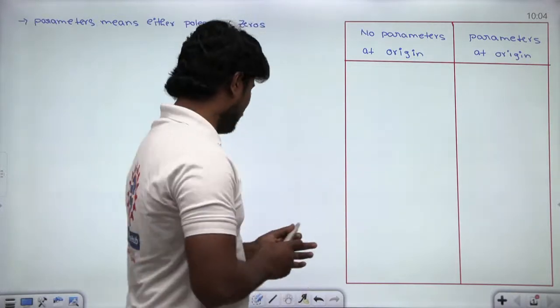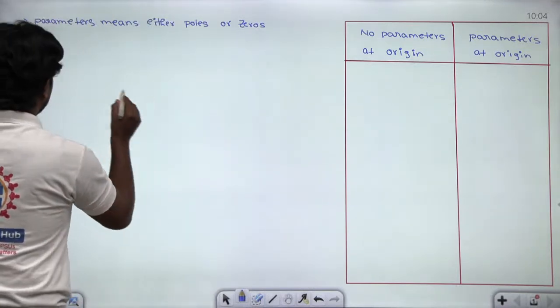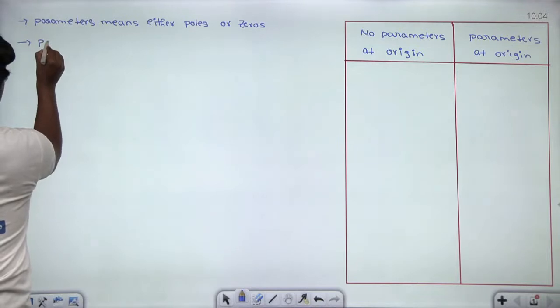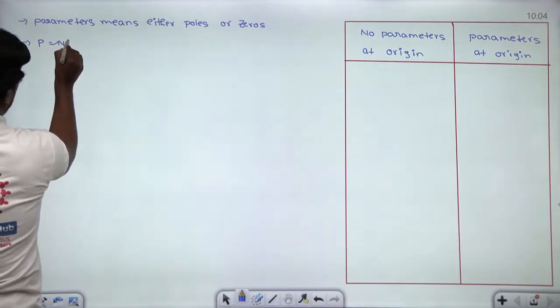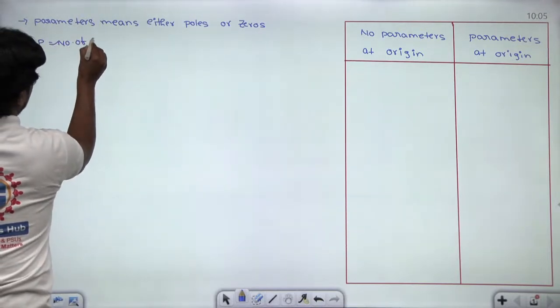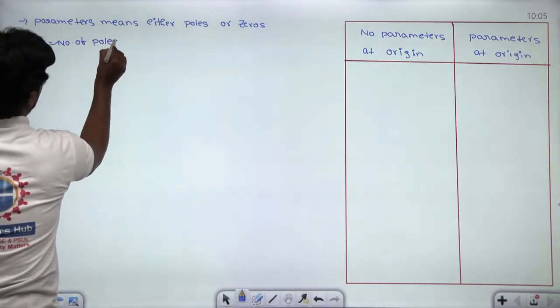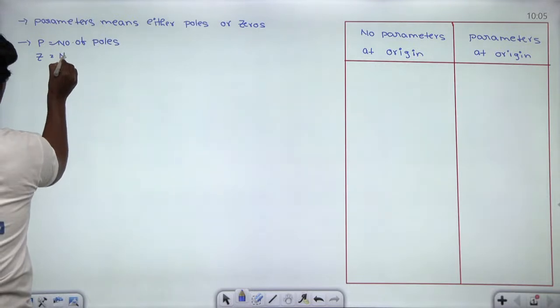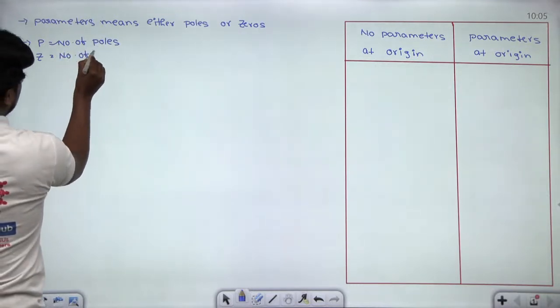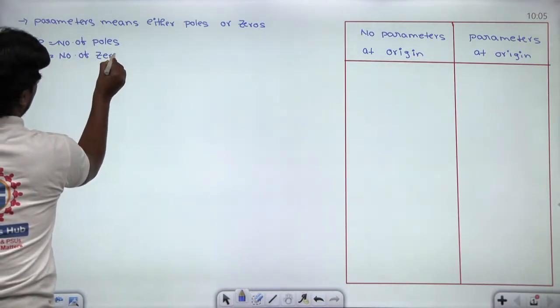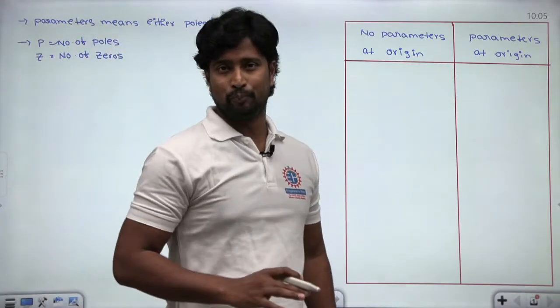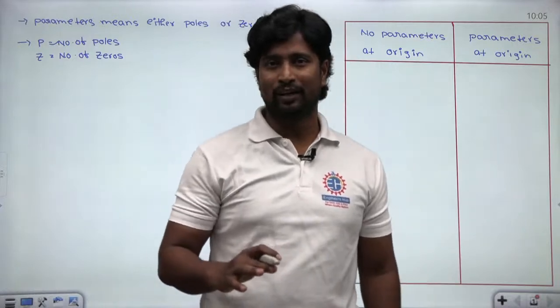And one more thing: in our complete analysis, wherever I'm using the capital P, that indicates the number of poles. Wherever I'm using the capital Z, that indicates the number of zeros. So capital P indicates what? Number of poles, and capital Z indicates what?